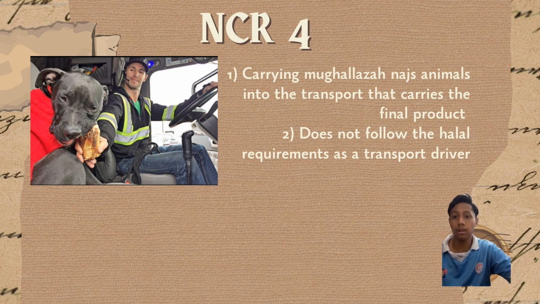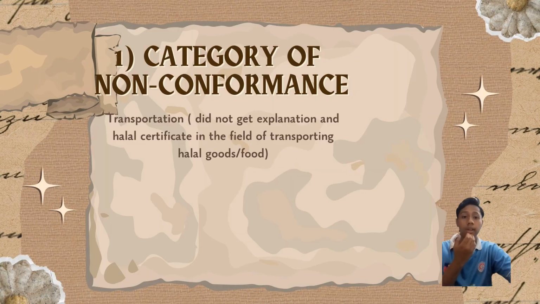Okay, so lastly for NCR number 4, as you can see in this picture, this man is carrying a najis mughallazah animal into the transport that carries the final product. Number 2, the driver does not follow the halal requirement as a transport driver. So the category of this non-conformance is transportation, and the driver did not get an explanation and halal certification in the field of transporting halal goods or halal food.